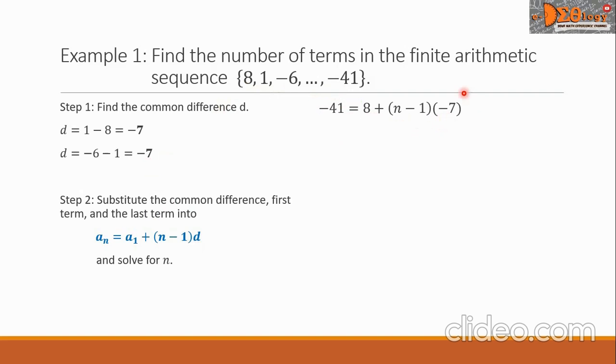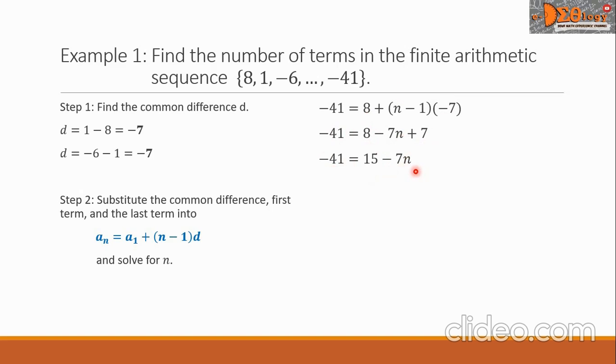First, this -7 we will distribute to the terms of n and -1. So this -7 times n will be -7n. -7 times -1 is positive 7. We will just copy this number 8 and this negative 41 here. And then this number 8 and number 7 we will combine together. That is 8 plus 7, which gives 15. So the negative 41 is still here, and the negative 7n is also copied.